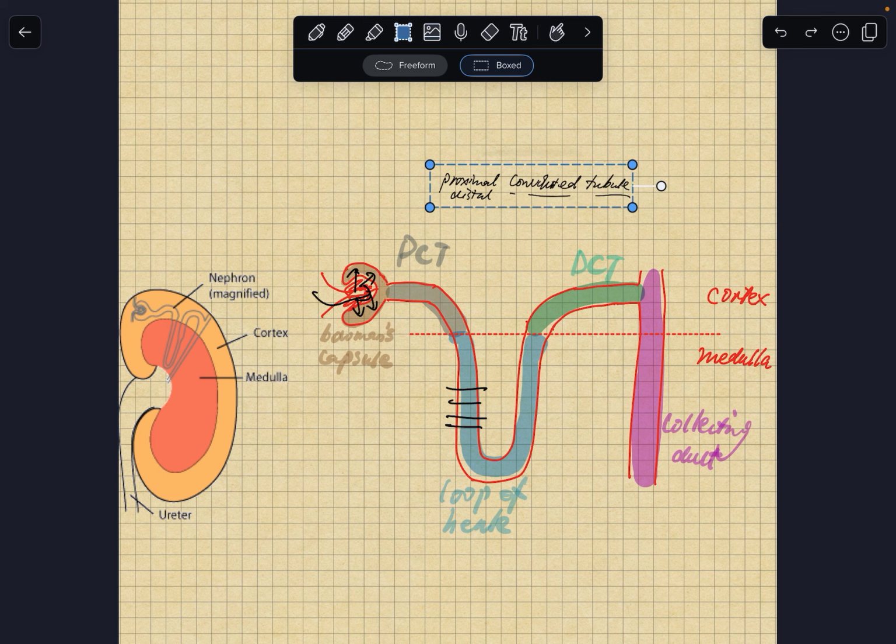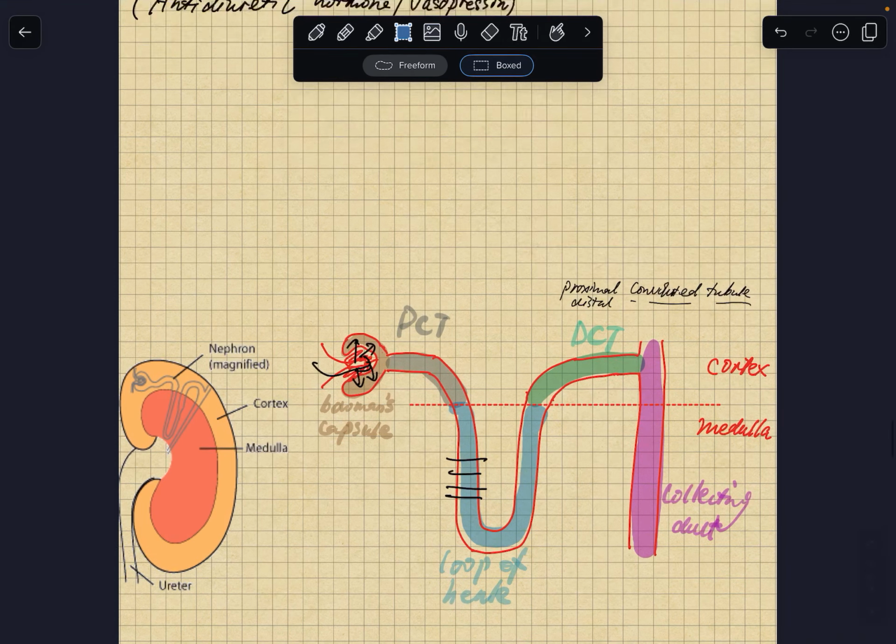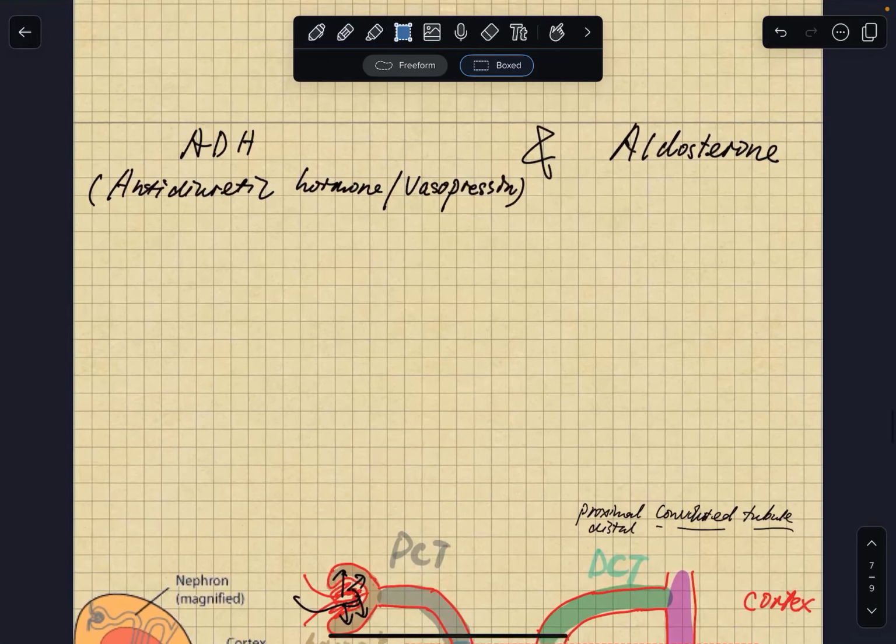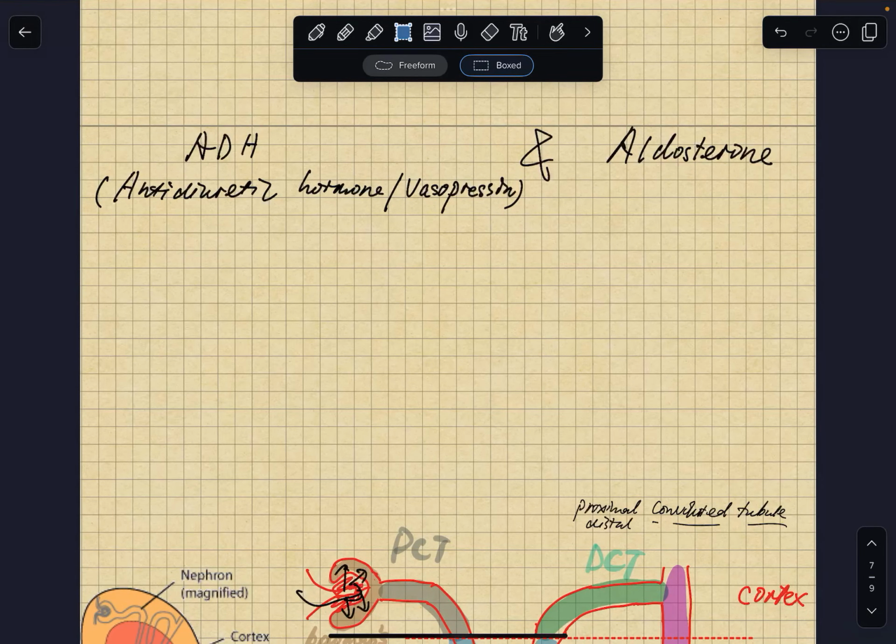So now let's look at the hormones. The hormones ADH and aldosterone, okay? ADH is also called vasopressin, right? It's an antidiuretic hormone. It's also called vasopressin. And then ADH and aldosterone basically have the same biological effect, which is bumping up the blood pressure.